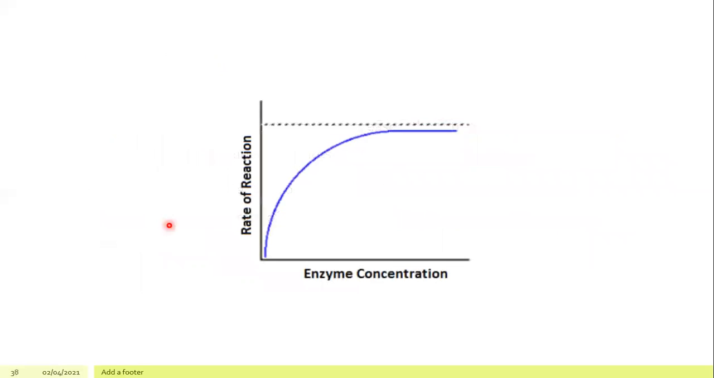Okay. So this is a graph for this. See, although we increase the enzyme, the rate of reaction is going to increase as well, but it's going to reach a constant level, and the substrate is going to become the limiting factor.